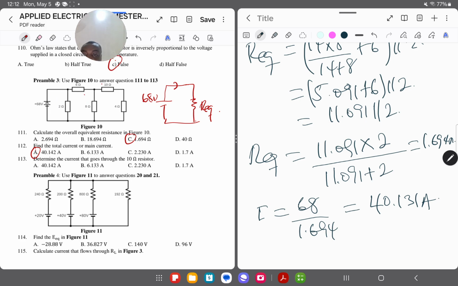Now we have to find the current passing through 10 ohms. This is our 10 ohms. We are interested in the current, this current here. Now to get this current, we've just gotten the main current or the total current, which is 40.142. So you can see that that's our main current. It's entering this node, right? Then it's going to get divided.